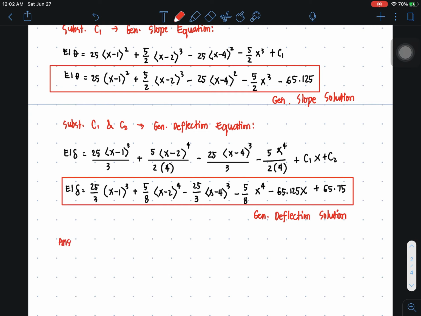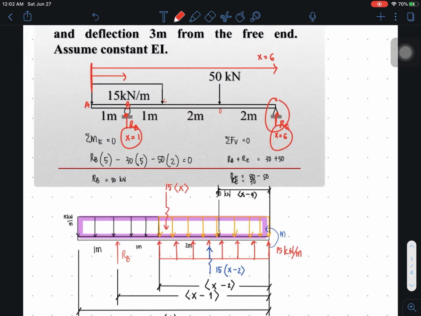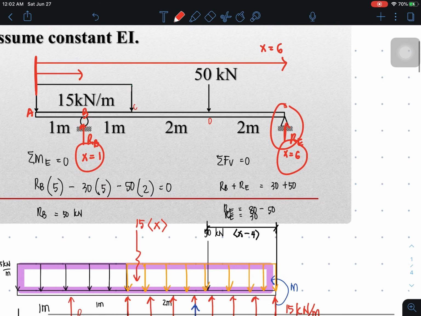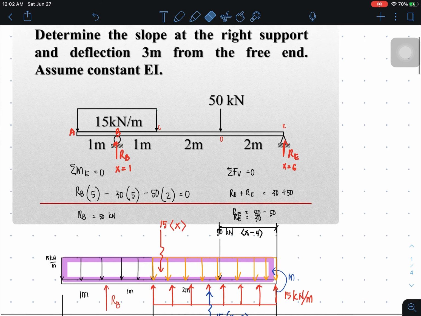Okay, so let us now answer. First question is, ningon siya nga, determine the slope at the right support. So, ato sa ni siyang deleton or erison. Slope at the right support. Okay. This is our left support and this is our right support. So, ang ipangita kay ang slope.